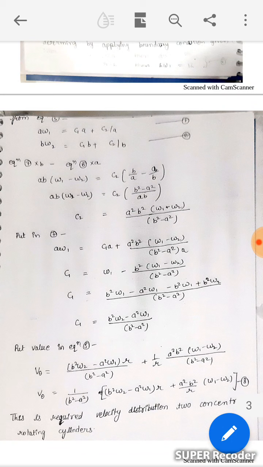So this is the required velocity distribution in two concentric rotating cylinders, where a is the inner radius and b is the outer radius. v theta is the component of velocity, omega 1 and omega 2 are the angular velocities of the inner cylinder and outer cylinder, and r is the radial distance. This result is applicable in many situations in cylindrical systems. So when there is flow between two concentric rotating cylinders, the velocity is given by equation number 8.